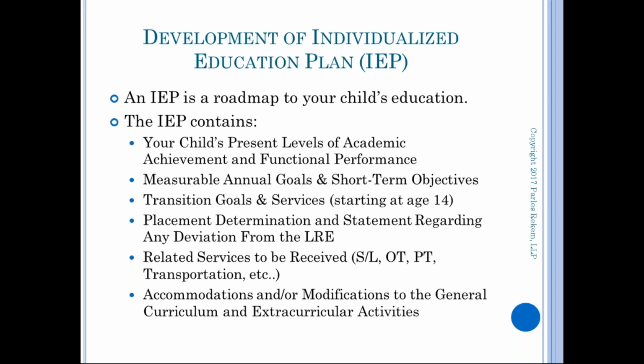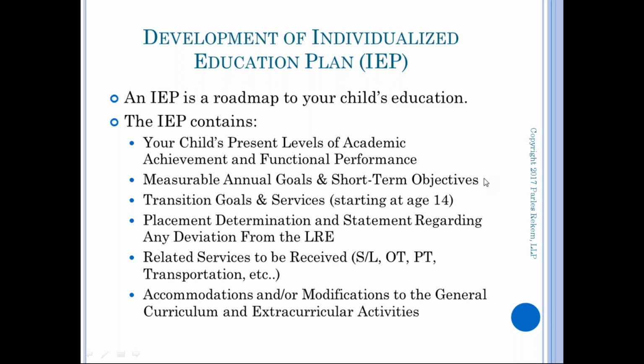So development of the IEP. So the IEP itself is really a roadmap to your child's education. It's your child's own personal curriculum that is in addition to the general education curriculum in order to address the needs of the child because of the disability. In broad strokes, and we're going to be going over this in more detail during the presentation, the IEP contains the child's present levels of academic achievement and functional performance. Where is the child today? When we start this IEP, what are the levels, the baseline data for the child?